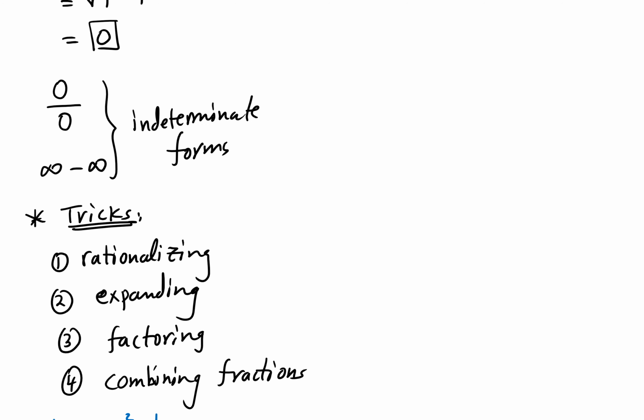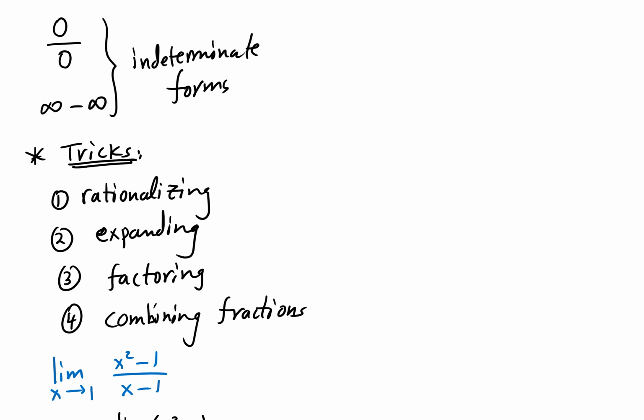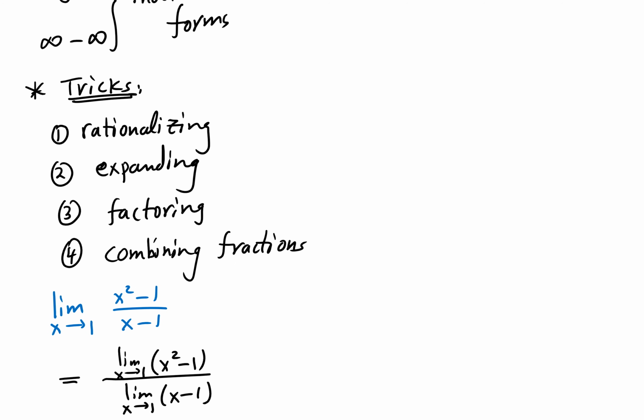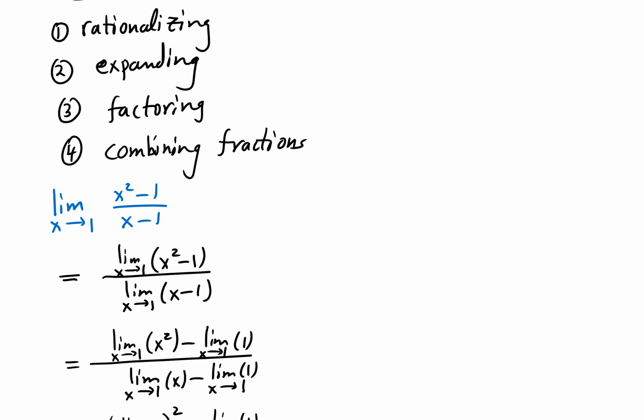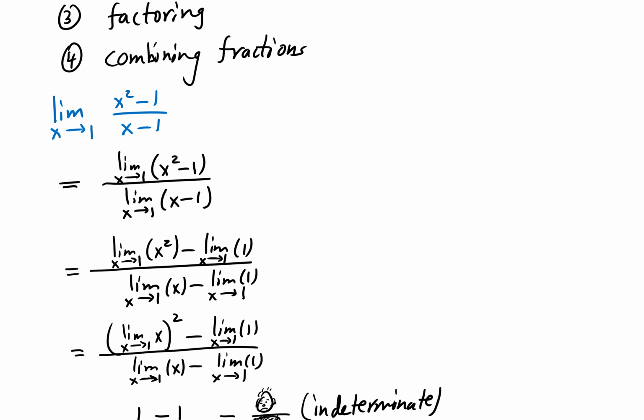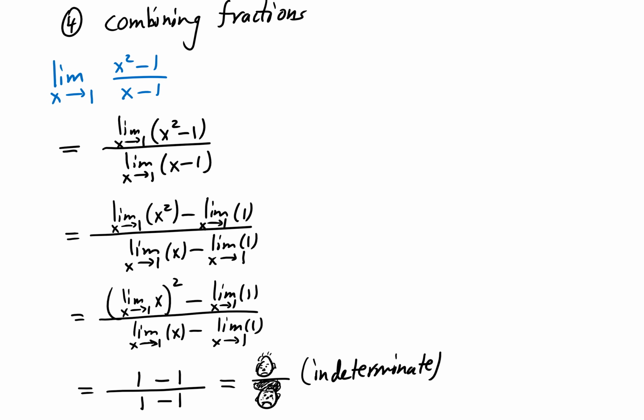Any questions so far? If no questions, we can move on and look at the next problem. Example, limit as x approaches 1 of x squared minus 1 over x minus 1. So if we pass the limit on the top over the limit on the bottom, and then you go through the process as we did before, step by step. Limit of the difference is the difference of the limits for both. You pass the limit inside the parentheses, square it, and everything else stays the same. And we got 0/0, which is indeterminate, with those sad faces, right?